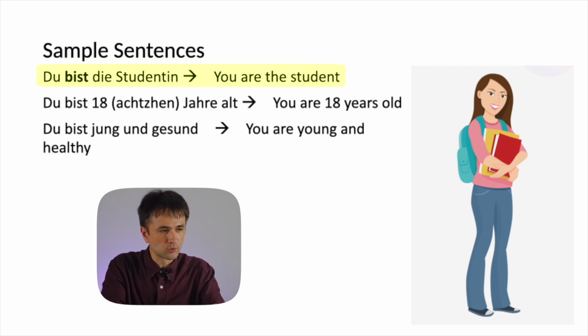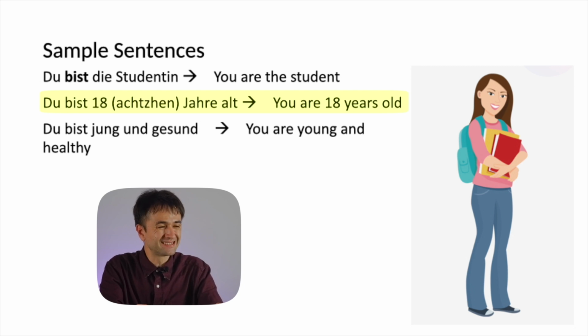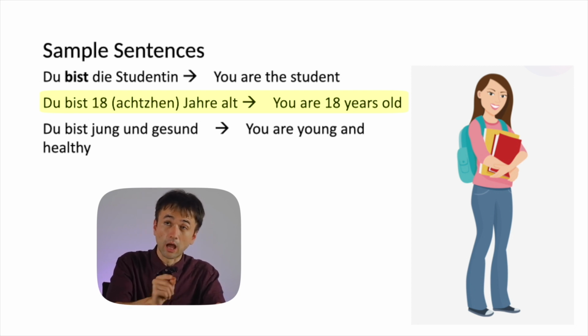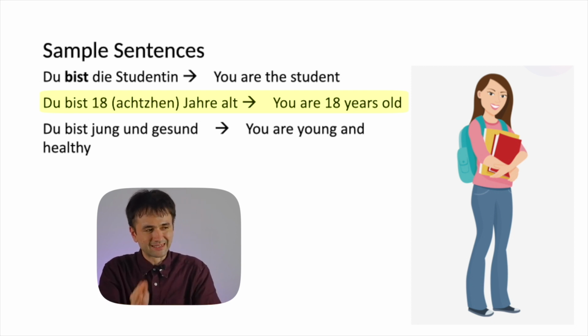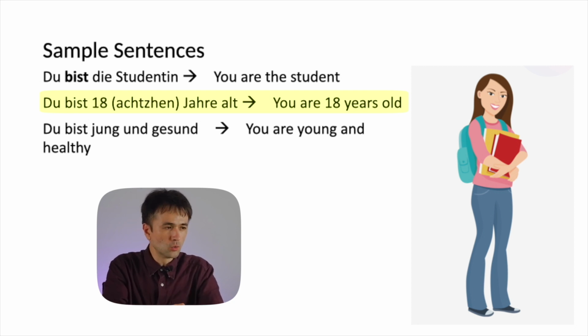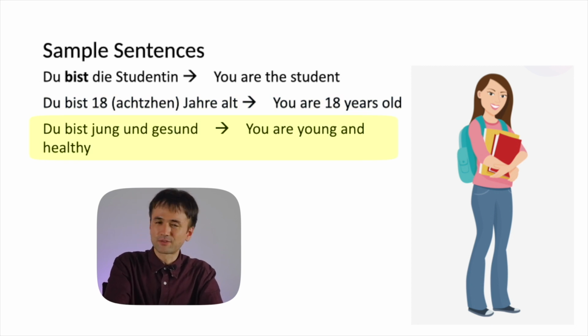I could say some other things about you, like your age. Du bist 18 Jahre alt. I remember Jahre alt. Jahre is years and alt is old. 18 is acht, acht, zehn, zehn. You are 18 years old. And I can also say some other things about you. Du bist jung und gesund. You are jung, well, that looks a lot like young.